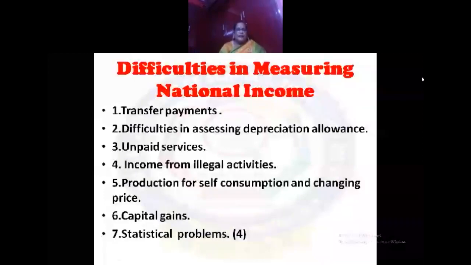The fourth one is income from illegal activities. What are all illegal activities? We will be seeing this heading in detail. Income earned through illegal activities, that is, number one, gambling. Gambling means betting money on the result of a horse race, a card game, etc. That is called gambling.